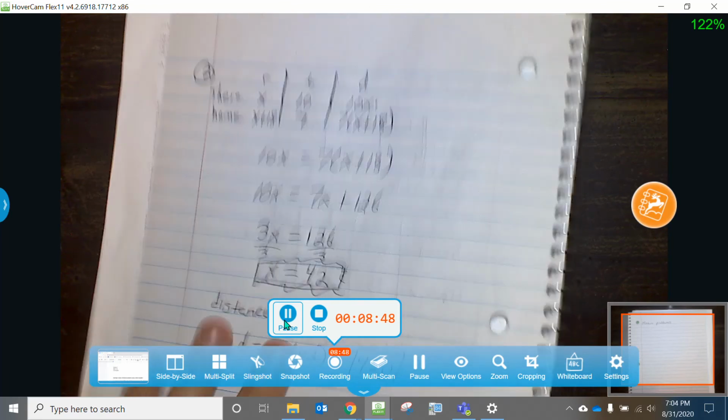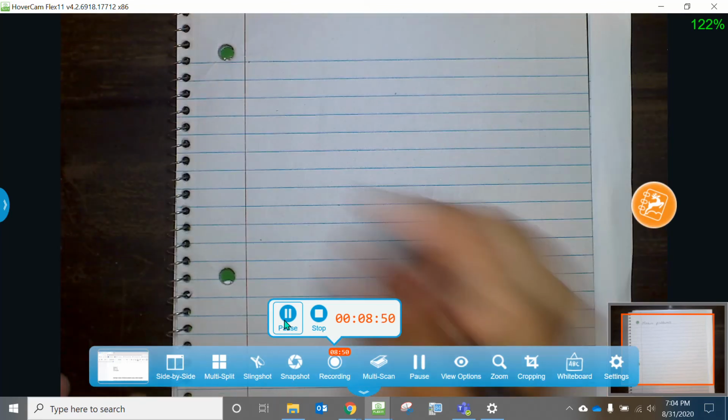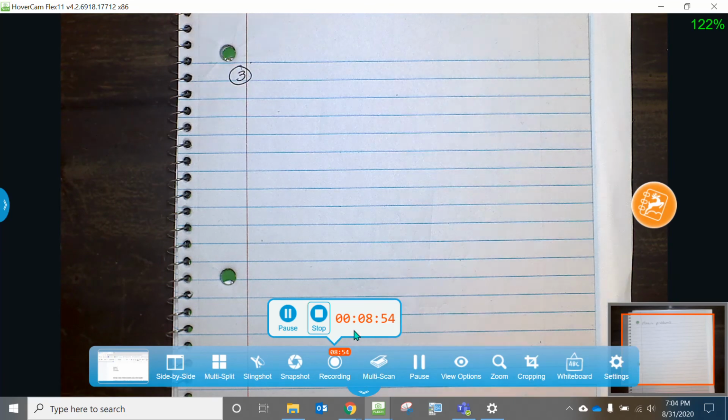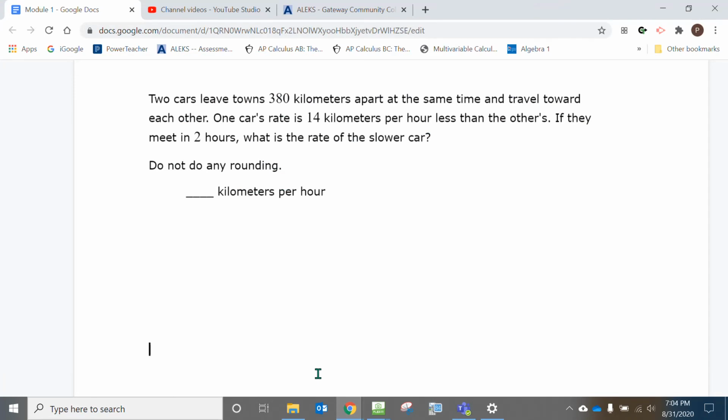Okay, our last problem in this section, same setup, but it has to do with finding a rate. So let's take a look. Two cars leave towns 380 kilometers apart at the same time and travel toward each other. One car's rate is 14 kilometers per hour less than the other's. If they meet in 2 hours, what is the rate of the slower car?